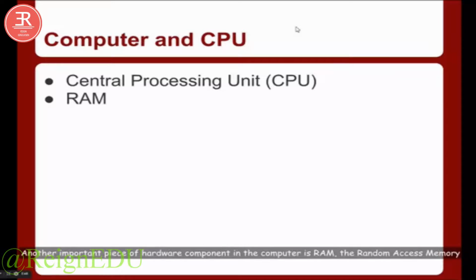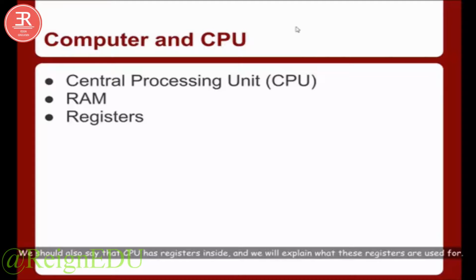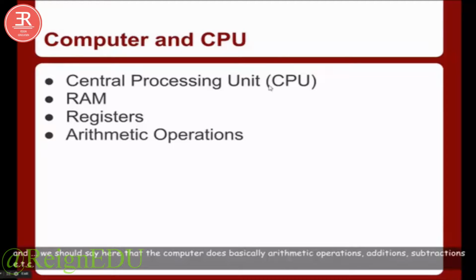Another important hardware component in the computer is RAM, the random access memory. We should also say that the CPU has registers inside, and we will explain what these registers are used for. And we should say here that the computer is doing basically arithmetic operations, addition, subtractions, etc.